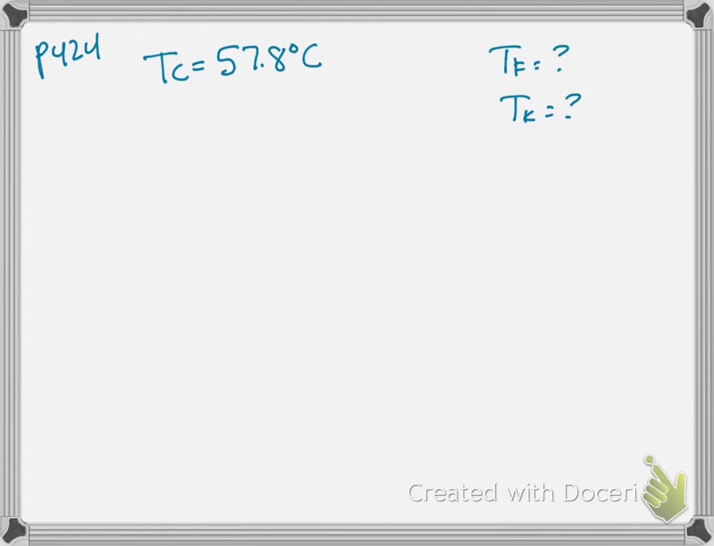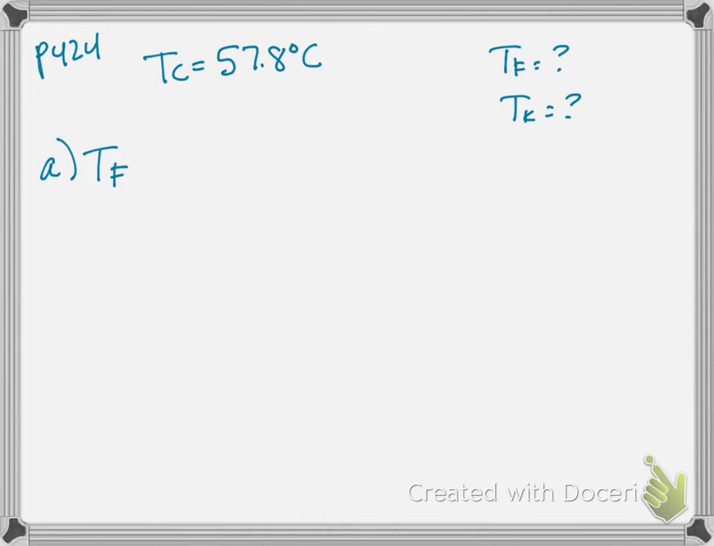So the sample on page 424 says the highest atmospheric temperature ever recorded on Earth was 57.8 degrees Celsius. So our Celsius temperature is 57.8 degrees. We want to find that temperature in Fahrenheit, and we want to find it in Kelvin. Okay, so let's do part A.